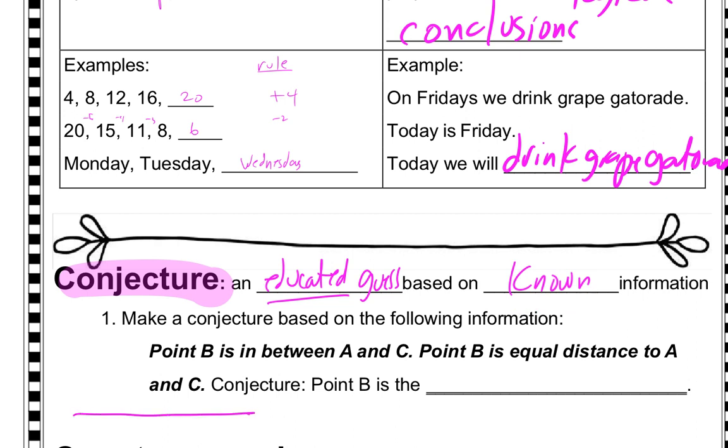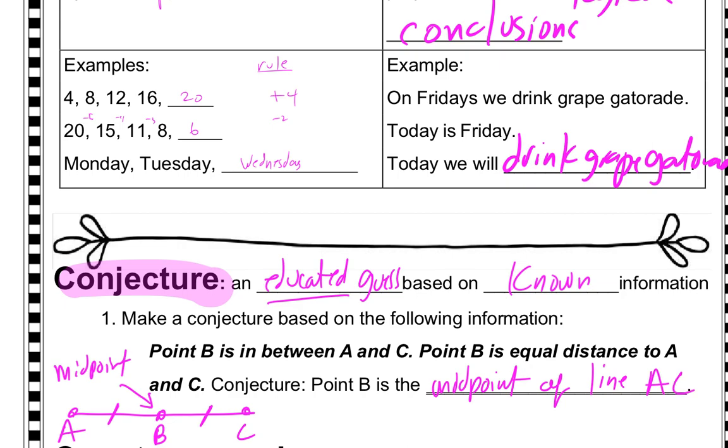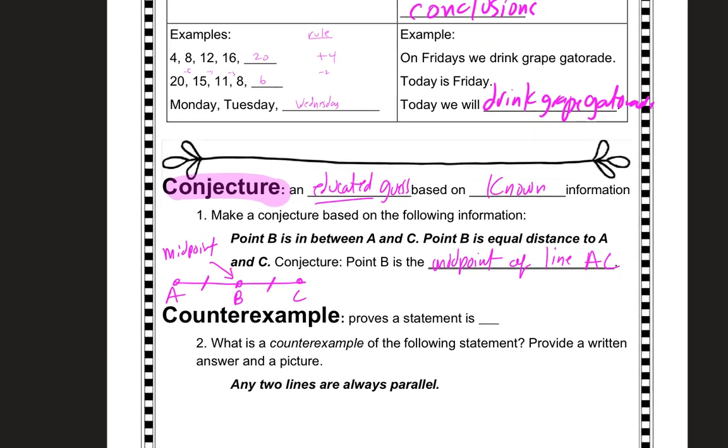Well, if we say that point B is between A and C. So A and C. Point B is somewhere, but it says it's equal distance to A and C. So if it's equal distance to A and equal distance to C, we can mark it with this. We would say that point B has to be the midpoint, right? Okay? That's based off our previous knowledge. So we'd say point B is the midpoint of line AC. Okay, so that's what a conjecture is.